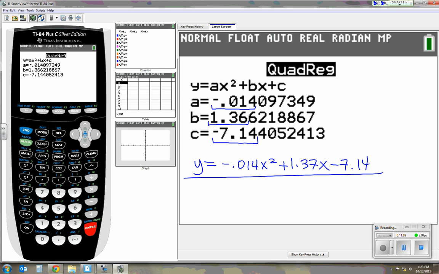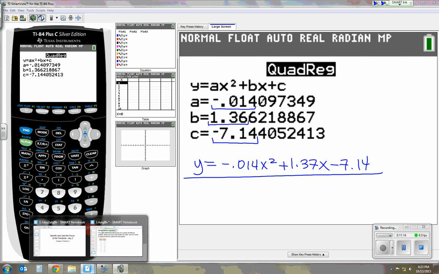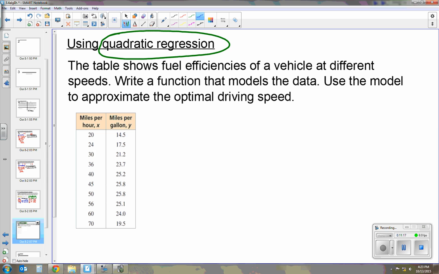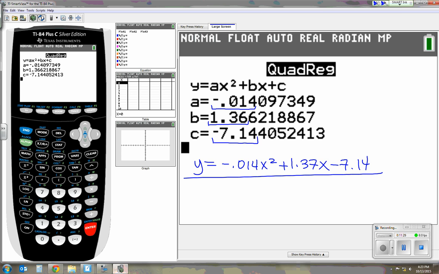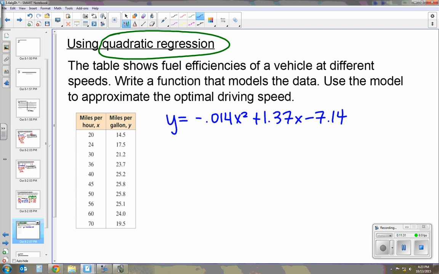So that was the first part of our problem. Let's go back. It told us to write a function, so let's write that down again. Minus 7.14. Let's double check that. Yeah. Okay, so now we've written down the function. Our next one says use the model to approximate the optimal driving speed. Well, optimal means maximum, so we're going to look for the maximum. And driving speed is our miles per hour, so it's the x value. So we're going to look for the x value of the vertex.